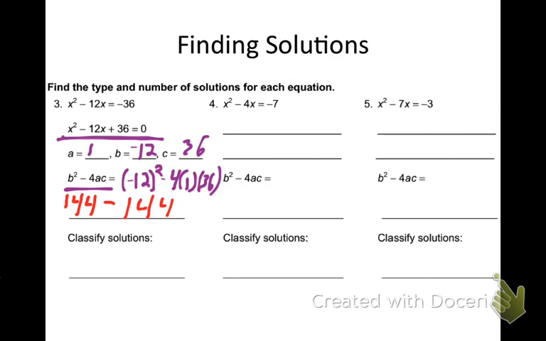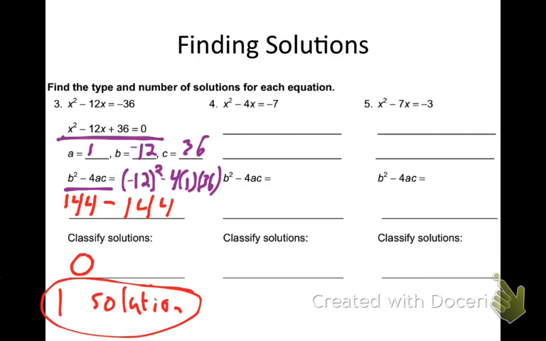So 144 minus 144, what's that going to get me now? 0, which means I have one solution. Okay? So I'm looking for what that discriminant is, and if it's 0, that means I'm going to get one solution.